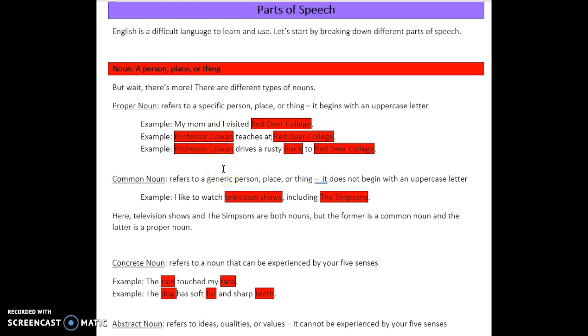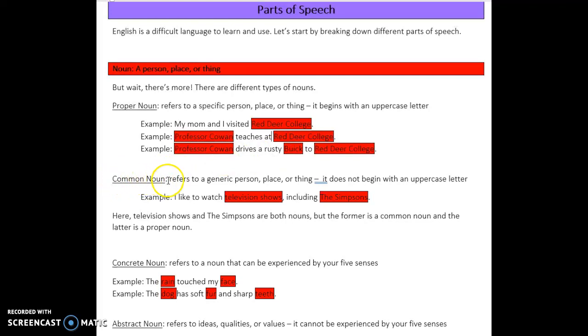Finally, Professor Cowan drives a rusty Buick to Red Deer College. We have three proper nouns, Professor Cowan, Red Deer College, and the Buick, which receives an uppercase letter because, like the other proper nouns, it refers to a very specific thing, in this case, a brand of car.